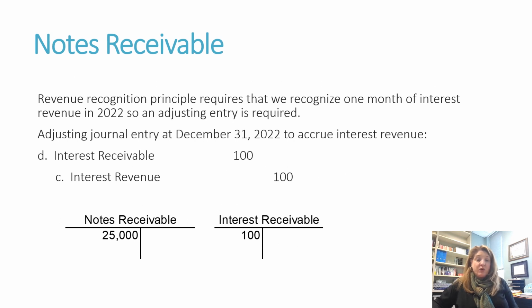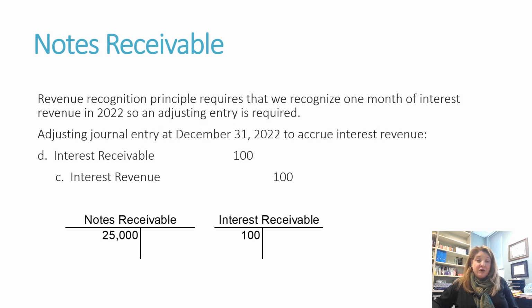So that is according to the revenue recognition principle. So 1 month after we accept the note, we're going to need to make an adjusting entry at December 31, 2022 to accrue interest revenue. So if you recall, accrued revenue is revenue that you have earned but not yet received. We earn revenue with the passage of time.